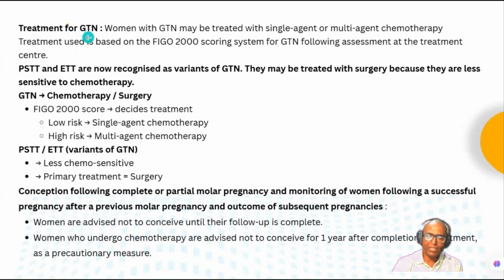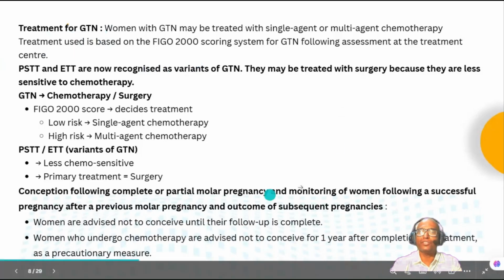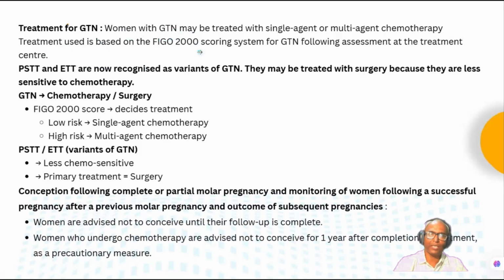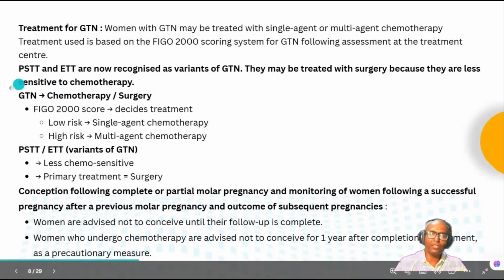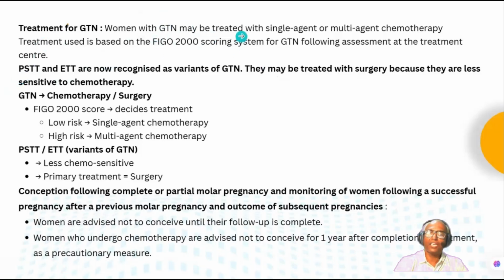GTN is a persistent beta hCG elevation following a pregnancy event or previous treatment of GTD. These patients you need to score by the FIGO 2000 scoring system. These patients are given chemotherapy as per this FIGO 2000 scoring system, except PSTT and ETT. They are now recognized as a variant of GTN. They may be treated with surgery because they are less sensitive to chemotherapy.